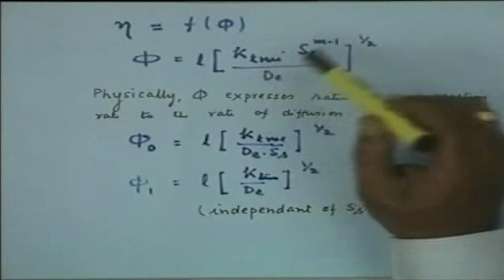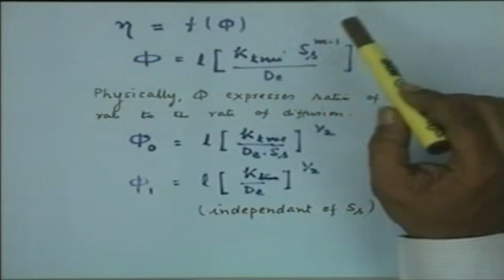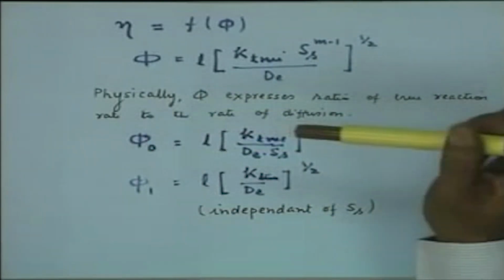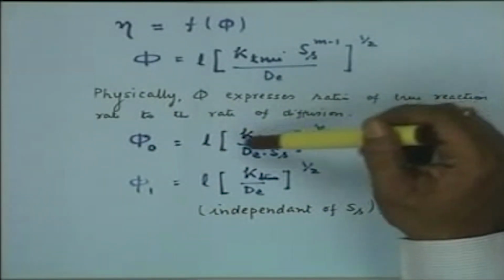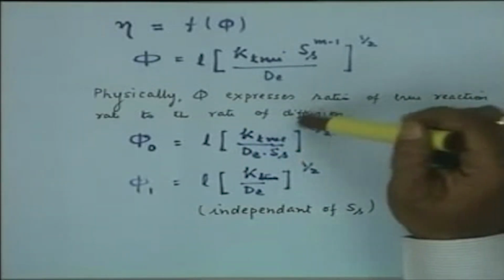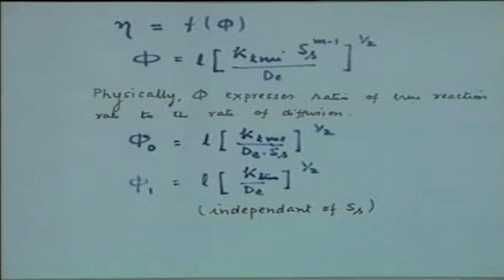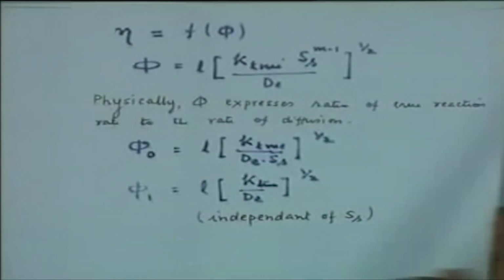And of course, if you simplify the Thiele modulus expression for either a zero order or a first order reaction, it becomes simpler. For a zero order system, it is the square root of L K true upon D into S_S. That means the Thiele modulus is inversely proportional to the substrate concentration at the surface. On the other hand, for first order reactions, the Thiele modulus is independent of substrate concentration, because 1 minus 1 is 0, and so it becomes independent of substrate concentration.